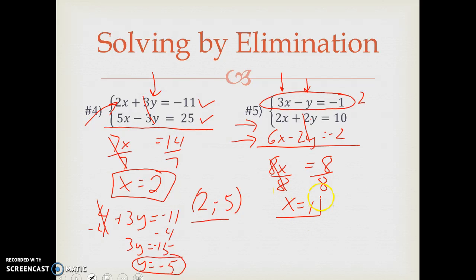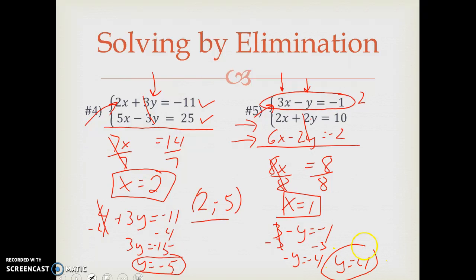So then I'm going to take the top equation here, 3 times x, well, that's 3 times 1, which is 3, minus y equals negative 1. Well, if I subtract 3 from both sides, I'll get negative y equals negative 4, which means positive y has to be positive 4. And my solution is when x is 1 and y is 4.